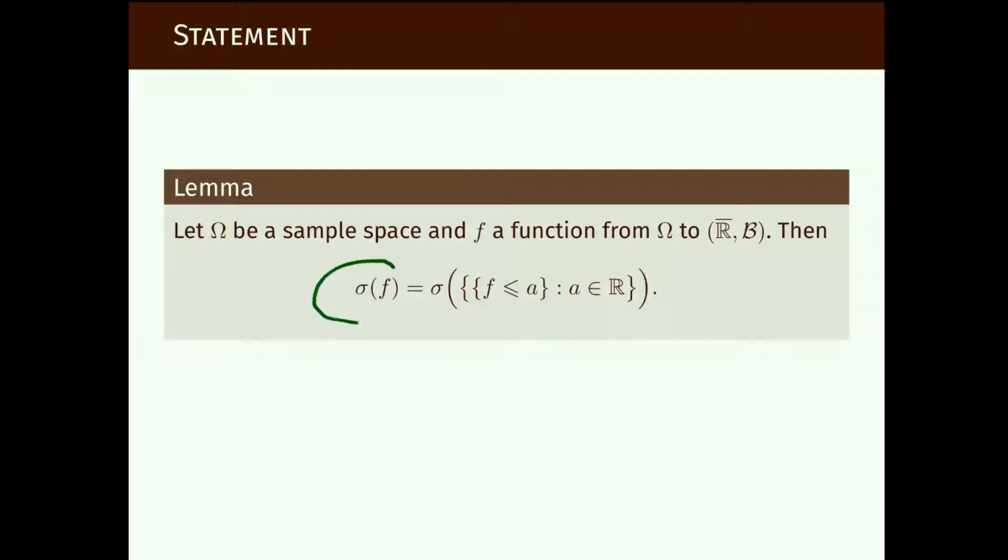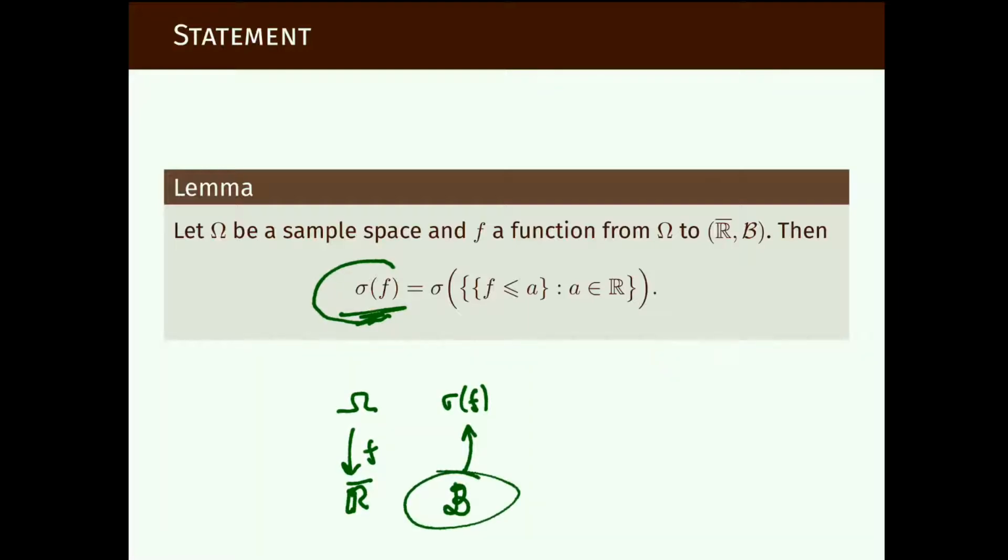So the sigma algebra generated by a function f, which is the pullback. Remember, when we have two spaces, omega and the other space, which is now the extended real line, if we have a function f and we have a sigma algebra here, which is the Borel sets of the extended real line, then we can define the pullback of the sigma algebra. This would be sigma of f, which is given by the pre-image of all sets in this sigma algebra of the target space. Now, how can we prove this lemma?